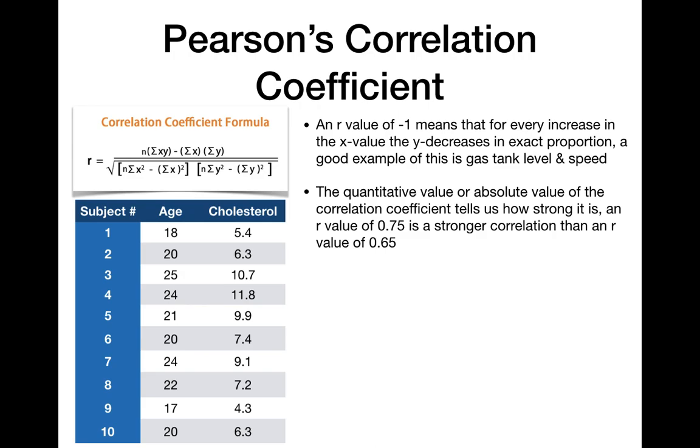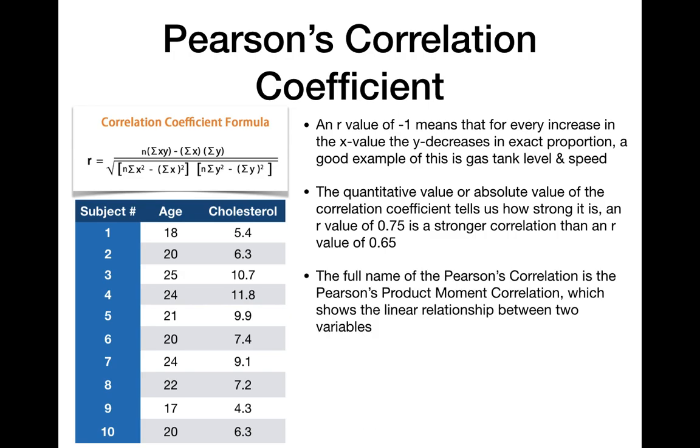Now this is a quantitative value. The absolute value, the final calculation value, tells you how strong that correlation is. So of course an R value of 0.75 is a stronger correlation than an R value of 0.65. And that's a useful thing to know, comparing different R values for different data sets. Now, be careful, because there are a lot of different correlation coefficients. The Pearson's correlation coefficient, the official name, is Pearson's product moment correlation, and it works only for linear relationships between two variables.